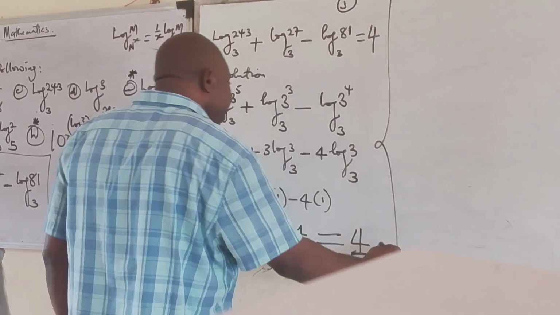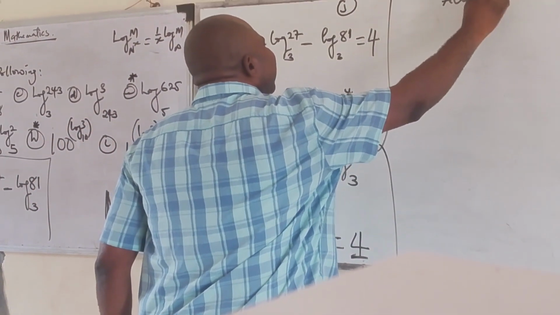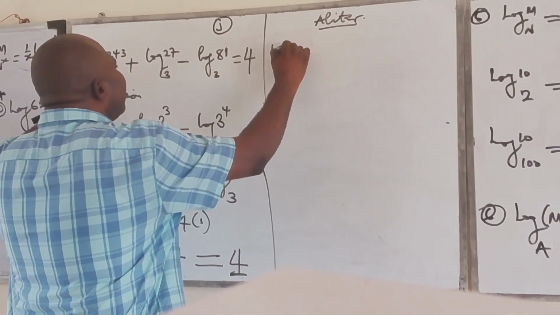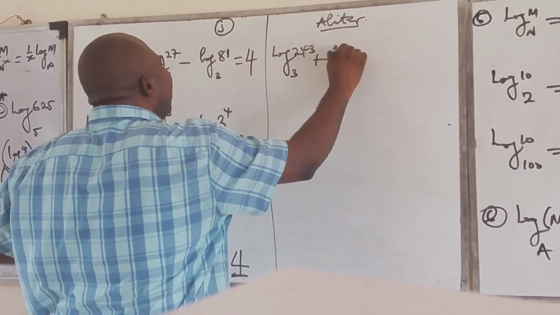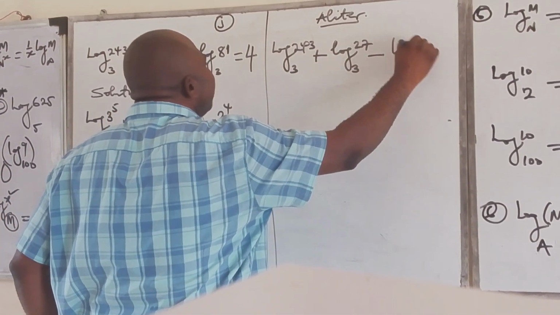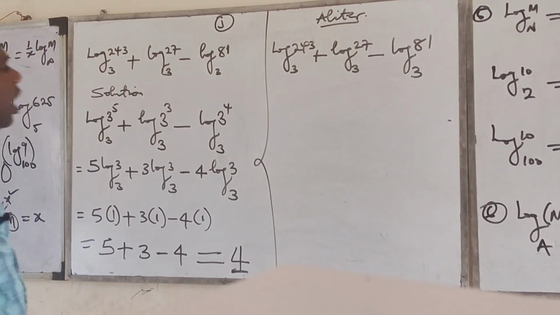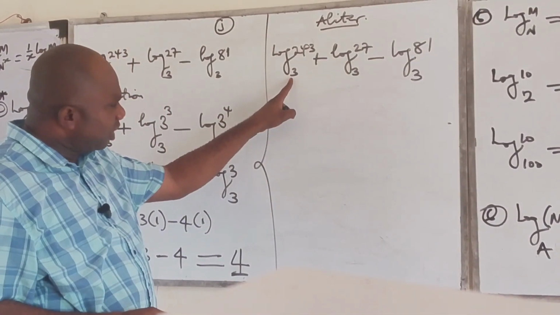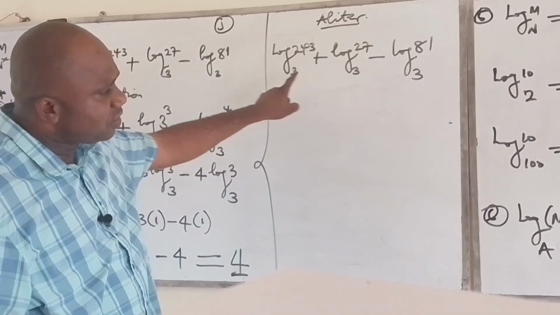Now let's see the second method. Let me call this an alternative method. Log 243 base 3 plus log 27 base 3 minus log 81 base 3. Now applying the law, since all the bases are equal, let's look at it. Here is base 3, here is base 3, and here is base 3.